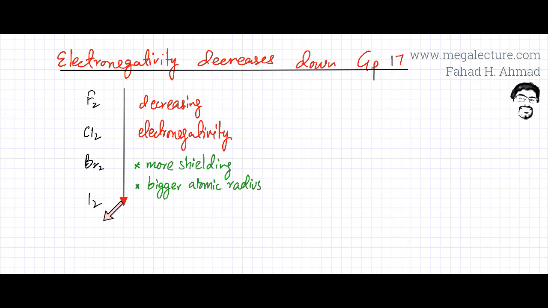The tendency to gain electrons is decreasing, mainly because there's more shielding, there are more shells, so it's more difficult for the nucleus to attract electrons, and the atoms become bigger in size. If they become bigger in size, then it's harder for them to attract. It's harder for the nucleus to attract electrons.